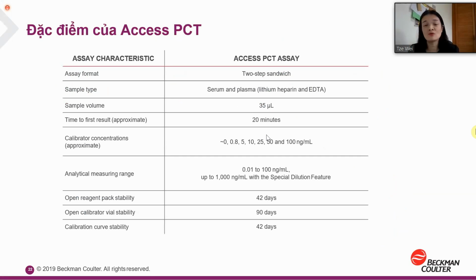I've already mentioned that the time to first result is 20 minutes. Sample volume is 35 microliters. Sample type is serum and plasma. It has a 6-point calibration curve. Analytical measuring range covers a fairly wide range. It's 0.01 to 100 nanograms per mL. And bear in mind that clinical cutoff points for consideration are at 0.5 and 2 nanograms per mL. Of course, with dilution, you can also measure up to 1,000 nanograms per mL. Open reagent pack stability is 42 days, open calibrator vial stability is 90 days, and calibration curve is more than a month, 42 days.